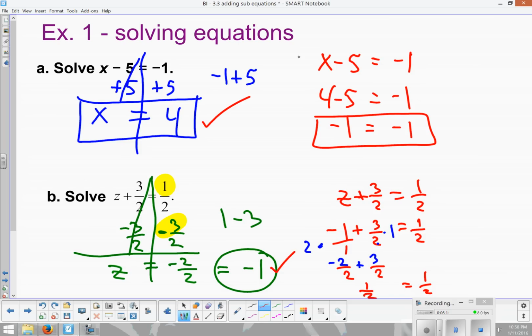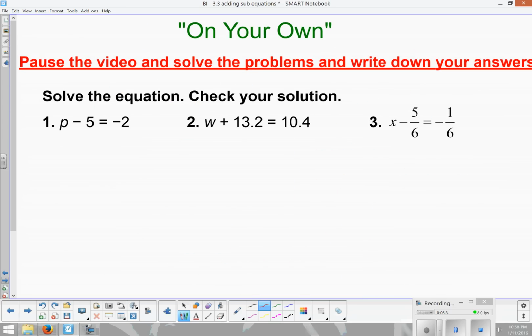Again, you don't have to necessarily use this method on this right-hand side, the check method, but it does help to see if your answers are correct. I would recommend that though when you're doing your homework later and your test and quiz later on this chapter. Okay? All right, let's go ahead and have you try on your own. So go ahead and take out a piece of paper and go ahead and do problems 1, 2, and 3. Pause the video, solve the problem, and write down your answer. And this will be done on a separate sheet of paper, don't forget.